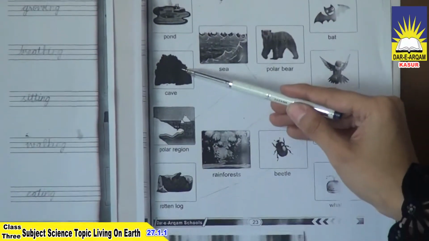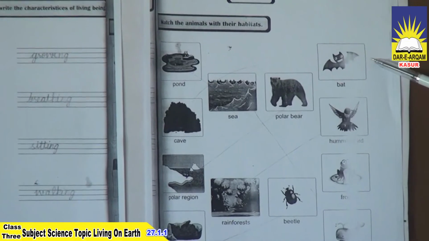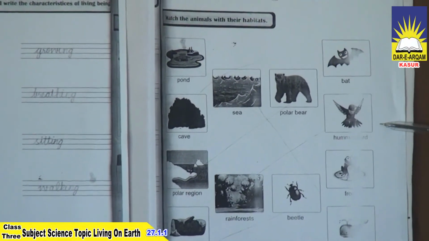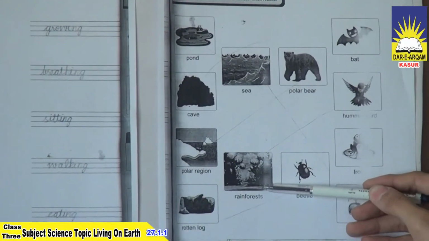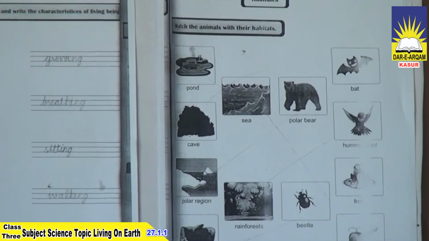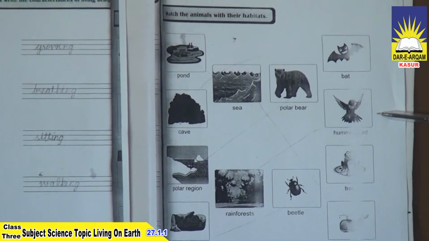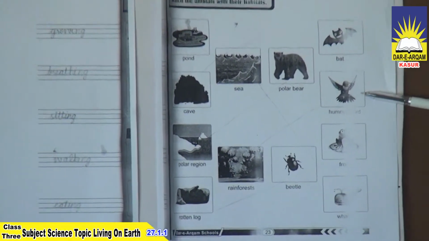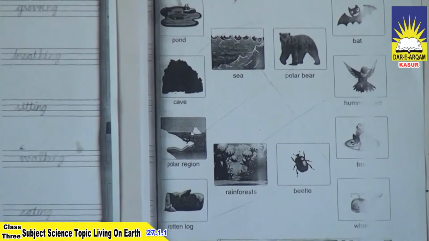This is cave. A bat lives in a cave, so match this one with it. Then hummingbird is matched with rainforest. When rain is falling in the forest, some birds are chirping, so this is known as a hummingbird. So match rainforest with hummingbirds. And the last one is beetle, and this is matched with rotten log.